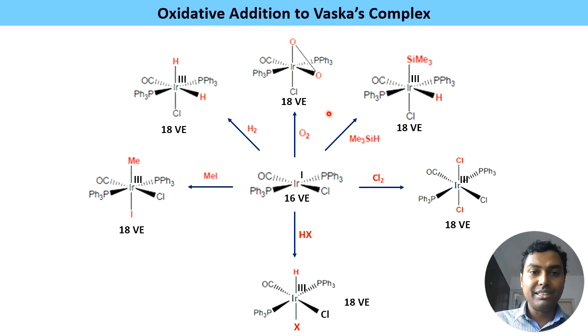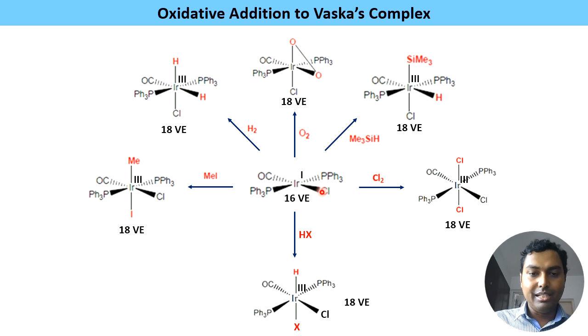This oxidative addition can also be done with oxygen to this 16 valence electron iridium(I) complex, and we can get an oxo complex, where the electron count will also be 18. And obviously the coordination number and the oxidation state are also increased by 2. Trimethylsilane can also add to this iridium(I) complex to give an octahedral iridium(III) complex, which also satisfies the EAN rule.